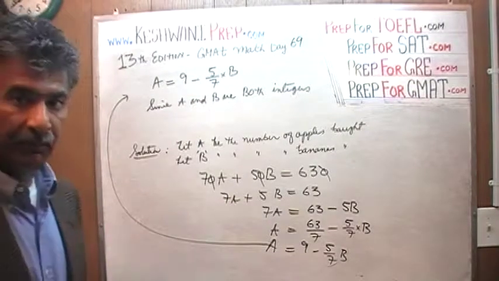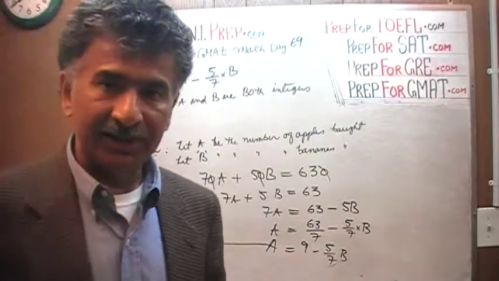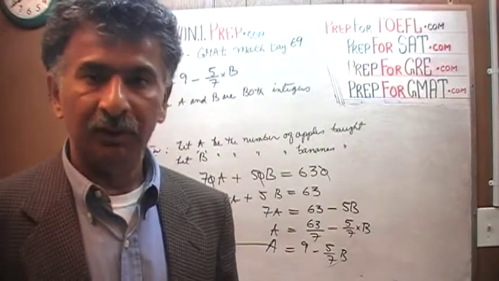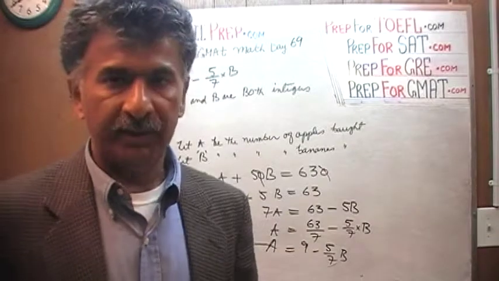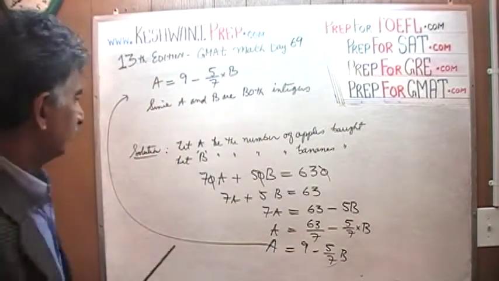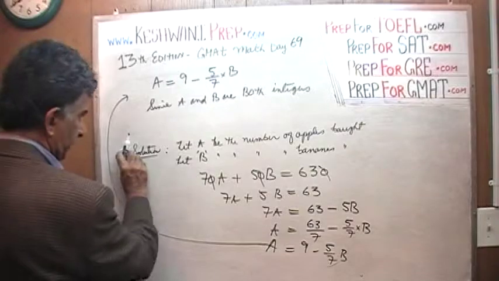Since A and B are both integers, because obviously the guy is not going to sell you 3/10 of a banana, he's not going to sell you 3/7 of an apple. You have to buy the whole apple. A and B are both integers. Therefore, I'm going to erase this part here.